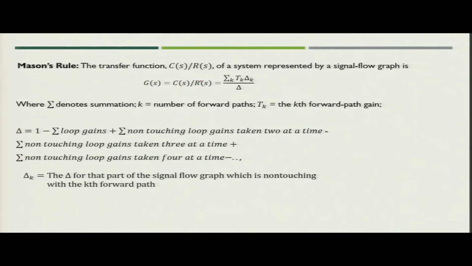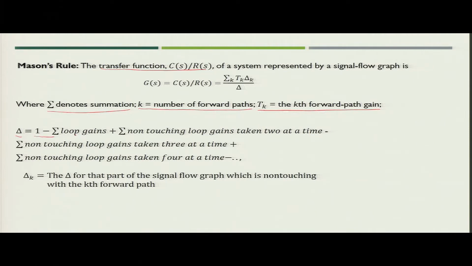Suppose C(s) is the output and R(s) is the input, in Laplace transforms. The transfer function of the system can be represented as C(s) upon R(s), which can be provided with the help of Mason's rule as sigma k T_k delta_k by delta. Sigma is the summation symbol, k is the number of forward paths in the signal flow graph, T_k is the kth forward path gain, and what is delta?